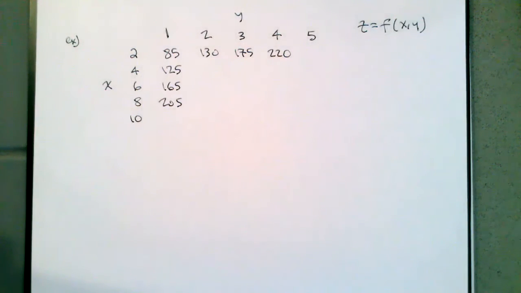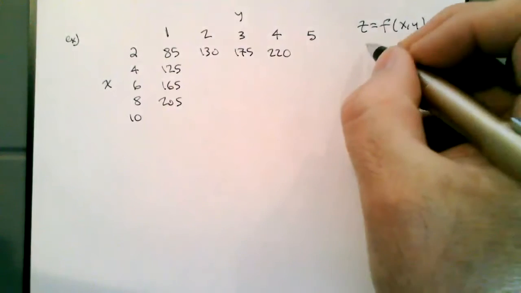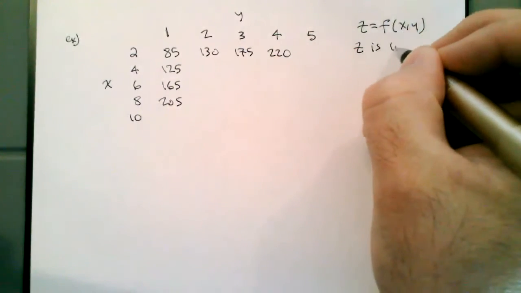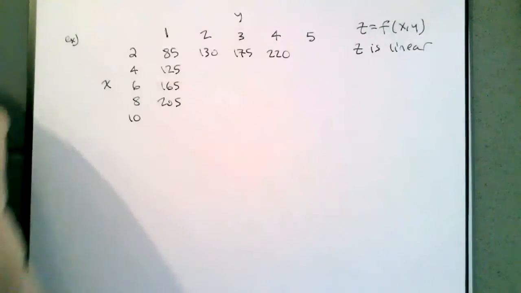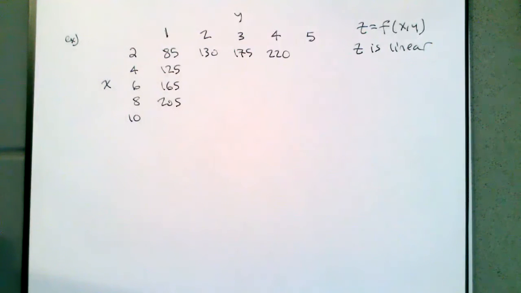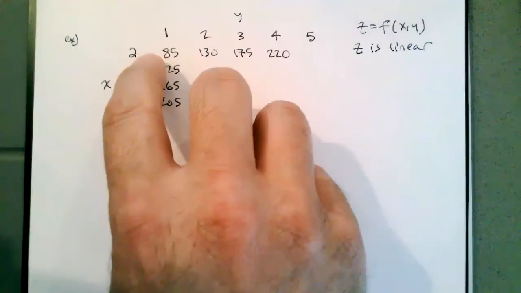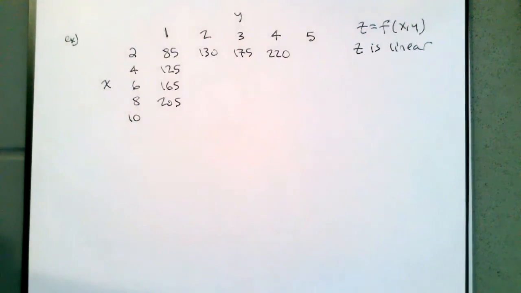I haven't given you all the values in the table because we're going to fill this out ourselves. And what we're going to do is say that z is a function of x and y, and z is linear. So in the table of values are the values of z. And so we're seeing that z of (2, 1) is 85. So that's what that point will mean. So here's the point.